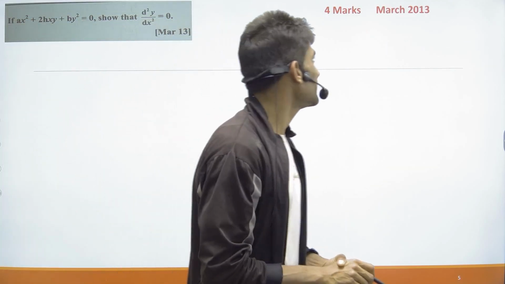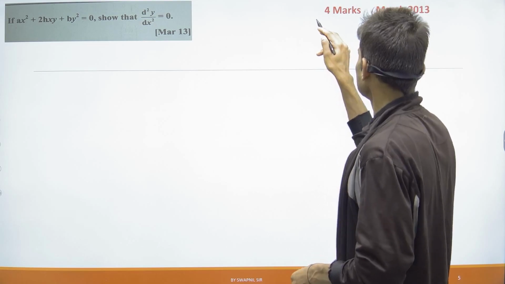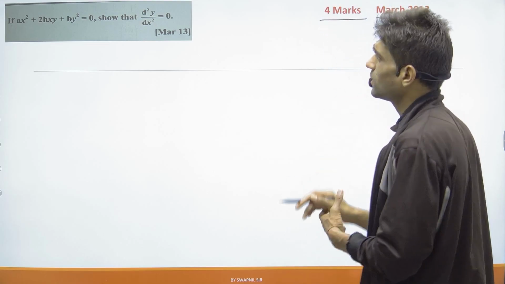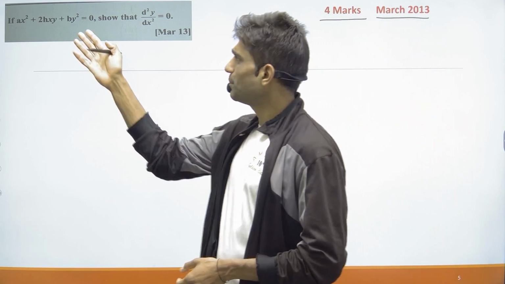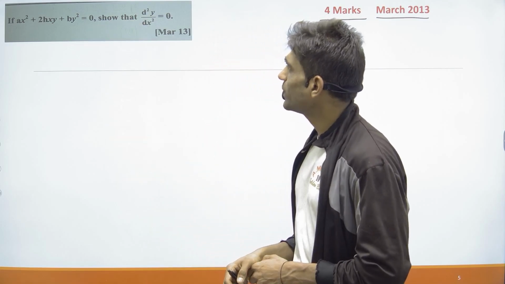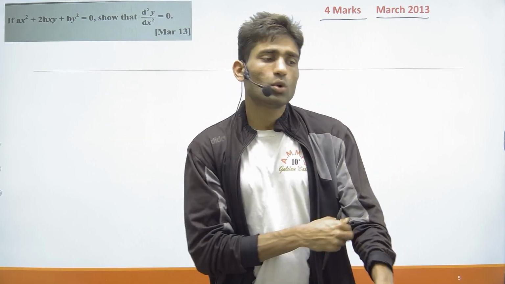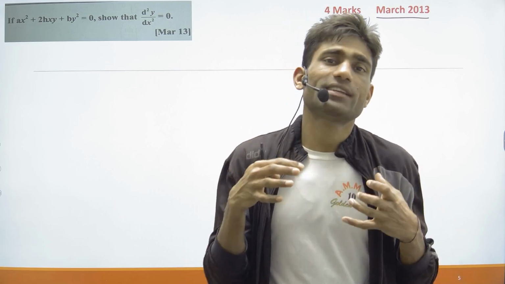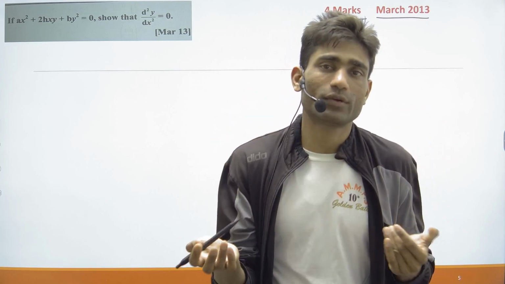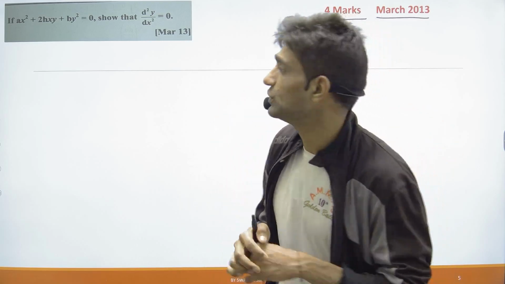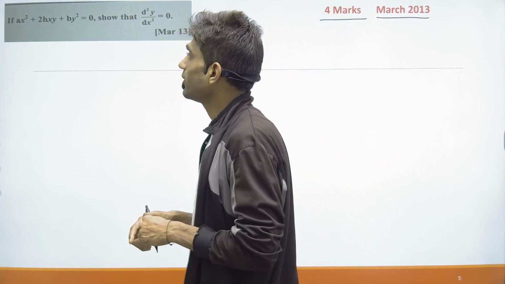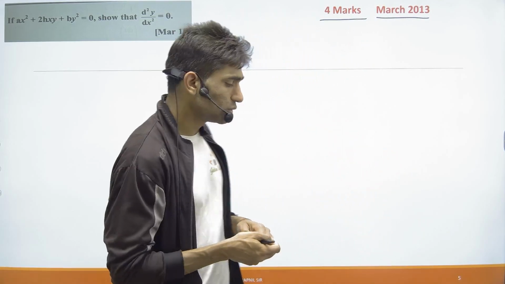We have the next example, which asks for 4 marks in a March 2013 board exam. We are given a simple polynomial here, and we have to show that d square y by dx square is equal to 0. That means the double differentiation of our polynomial gives us the value 0. Sometimes we have to apply substitution in order to get the answer. Because we don't have the value for x and y, in such a case try to extract the value from our function, then it is easier to find their differentiation. Now let's go for the solution.